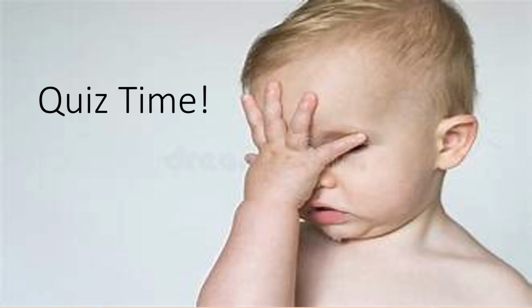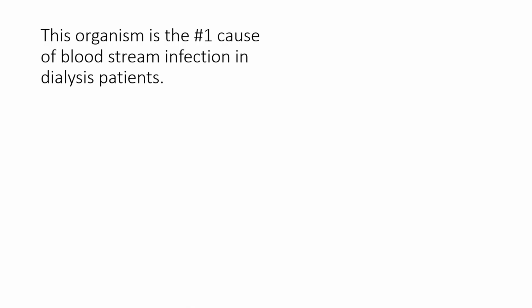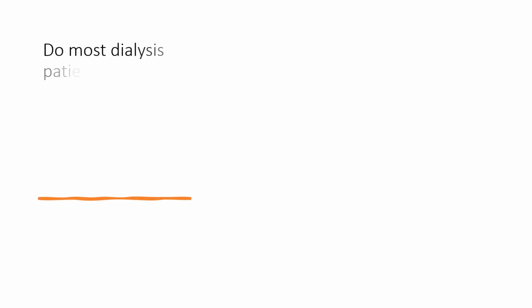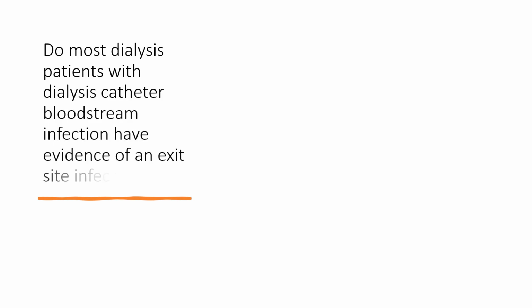And now, time for the monthly quiz to assess your comprehension. Question number 1, this organism is the number 1 cause of bloodstream infections in dialysis patients. That's right, Staphylococcus. Most often we see Staphylococcus aureus. Question number 2. Do most dialysis patients with dialysis catheter bloodstream infections have evidence of an exit site infection?